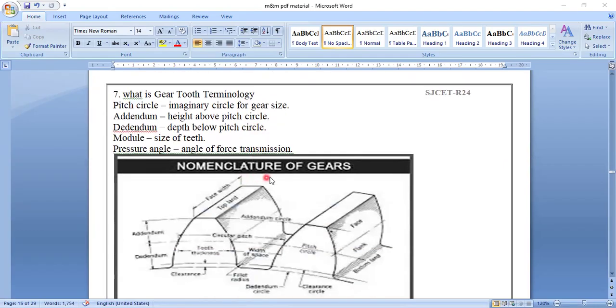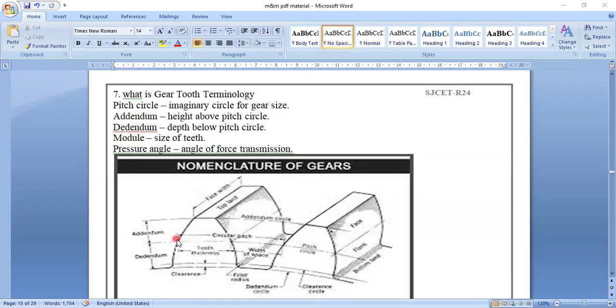The seventh question I will be taking: what is the gear tooth terminology? Generally, for gear tooth terminology we have to show two gears. These gears have pitch circle, addendum, dedendum, module, pressure angle. Any 4 to 5 you have to write in the examination. You have to draw this diagram. See, the center is the pitch circle. Upside is called addendum, so A is upside only. D is downside, that is dedendum.